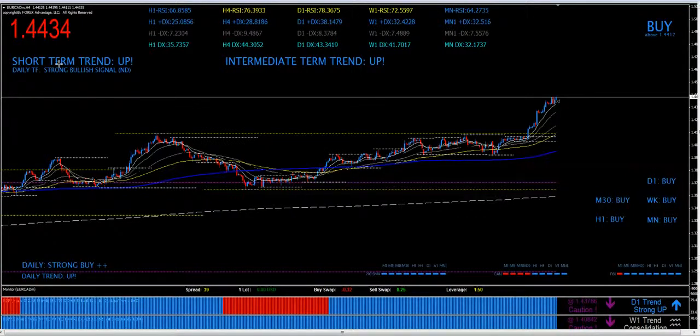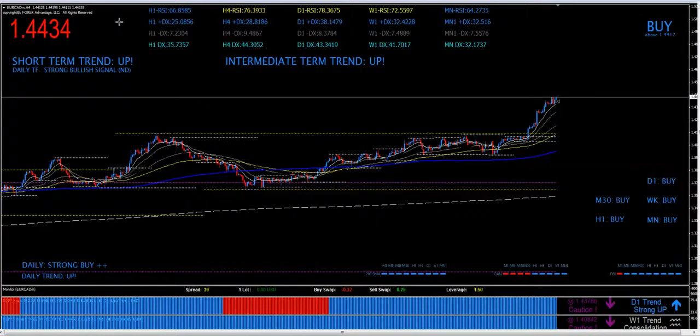All these indicators on here I've gotten off the web, and I've just customized and modified them to suit my needs as a trader. And on the top left hand side is just the price. That's all that is.